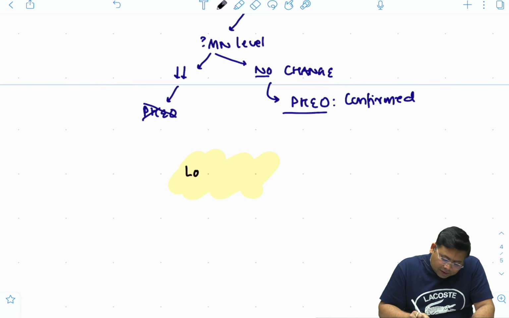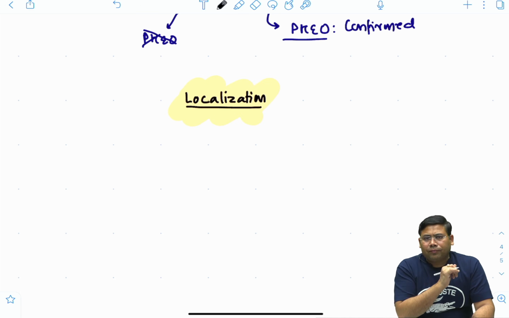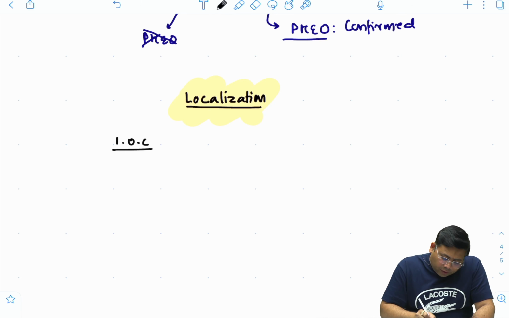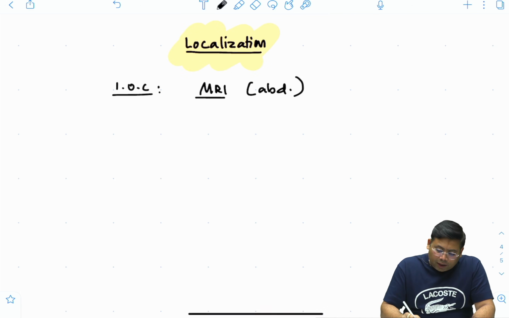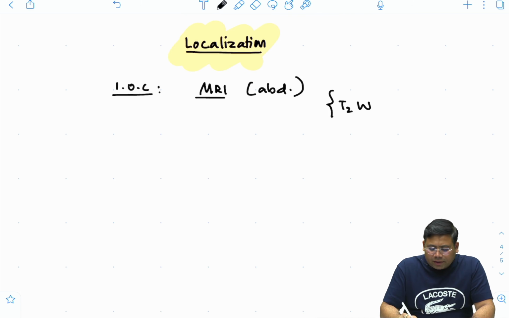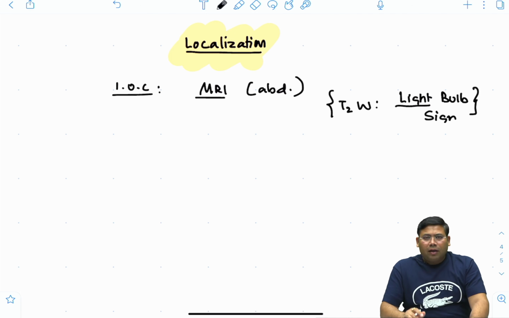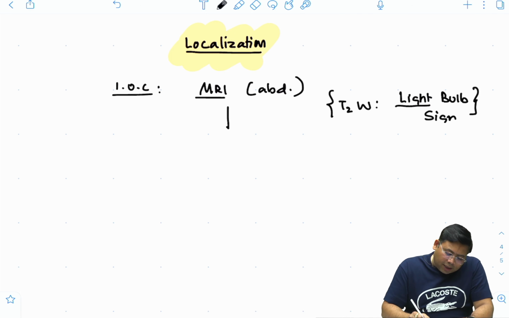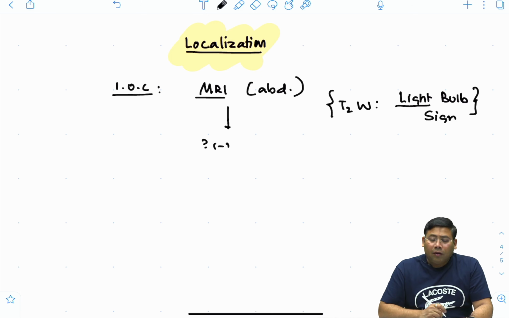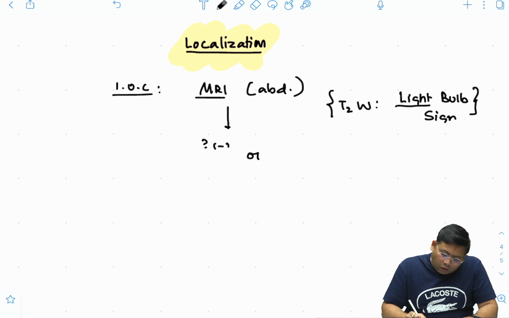So now the next task is localization. When we talk about the classical concept of localization, the investigation of choice is MRI of the abdomen. When we go for MRI of the abdomen, on T2 weighted images you get to see a classical glow, and that is often referred to as what? The light bulb sign. So that is a classical light bulb sign. Now when we do MRI, it's very important to understand that if MRI is negative, what does that mean? That means that yes, there could be a paraganglioma, not in the abdomen, but anywhere else. Or students, if the age of the patient is less than 55 years.